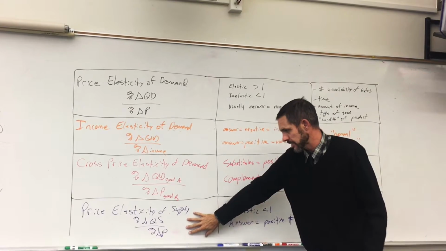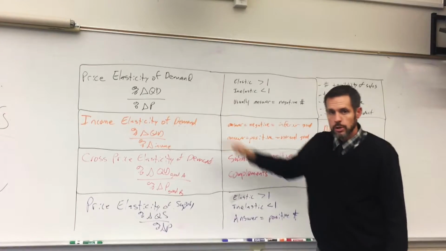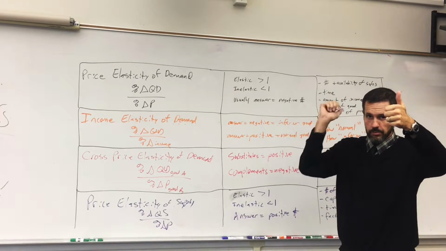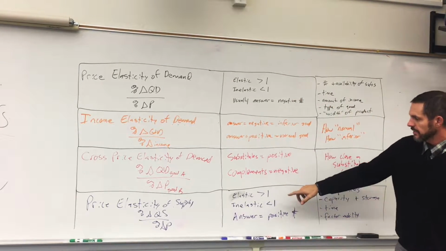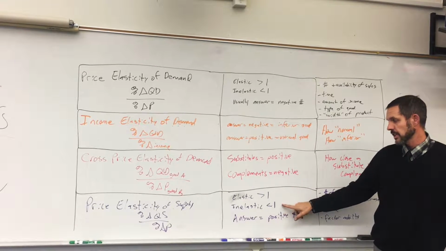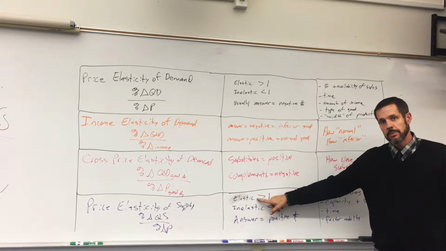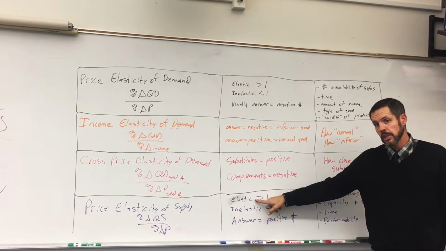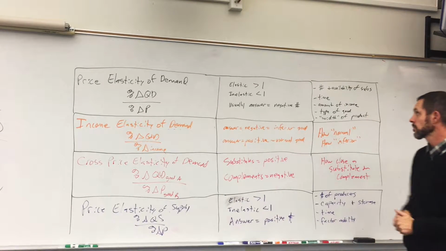And lastly, price elasticity of supply should be the opposite of price elasticity of demand. So if percent change price goes up, percent change quantity supplied should go up as well. The answer should always be positive. If the answer is greater than 1, we say that it is an elastic supply. If the answer is less than 1, we say it is inelastic supply. If it's elastic, that means it's pretty responsive to a change in price. If it's inelastic, not very responsive to a change in price.